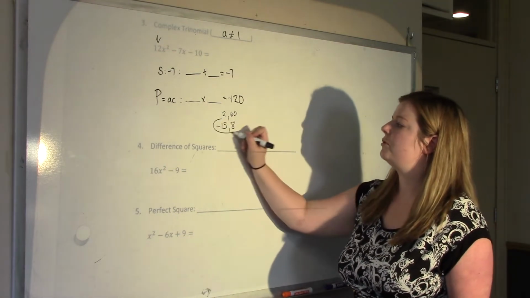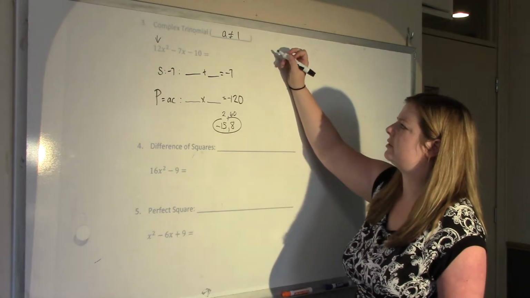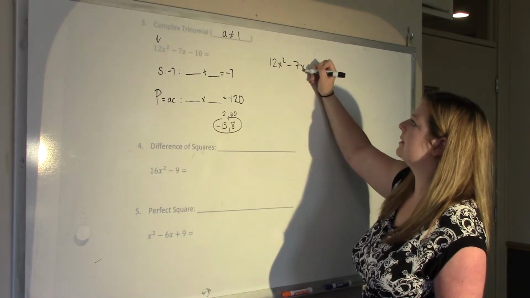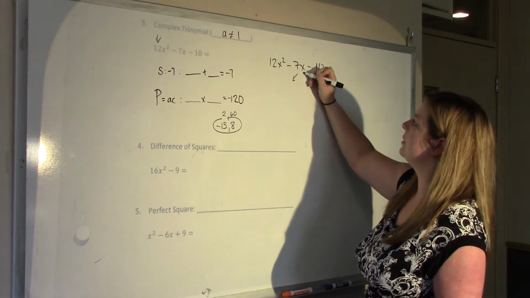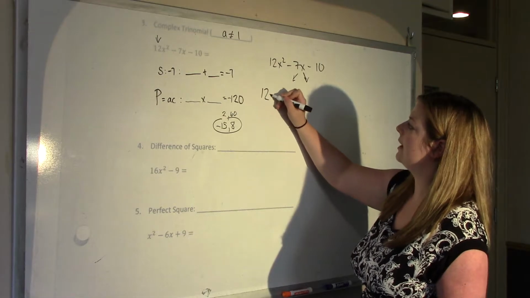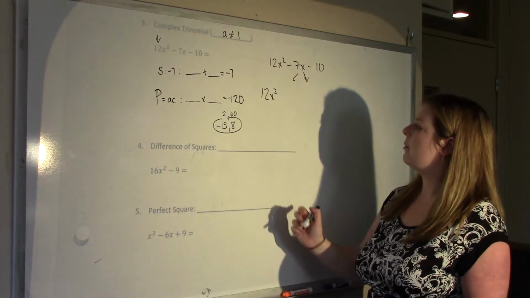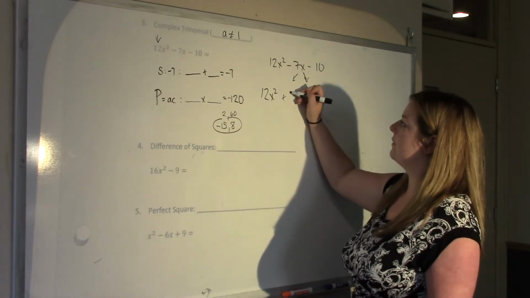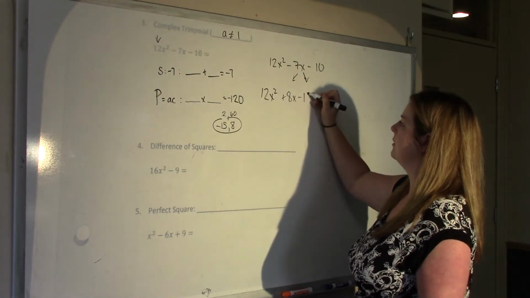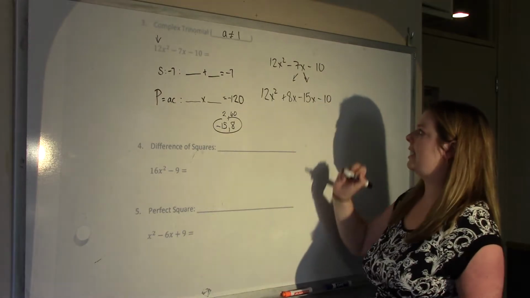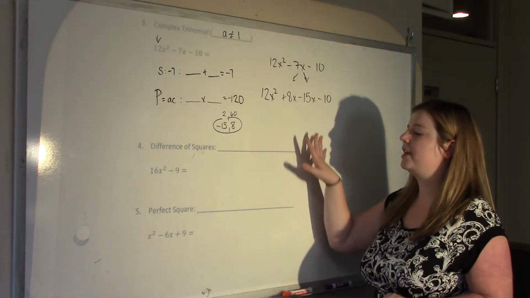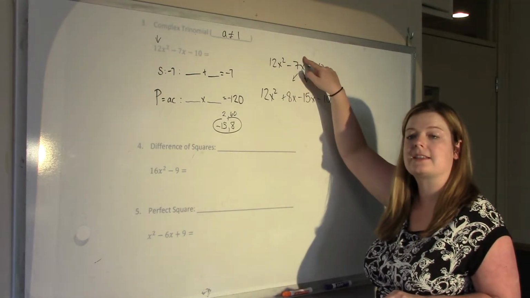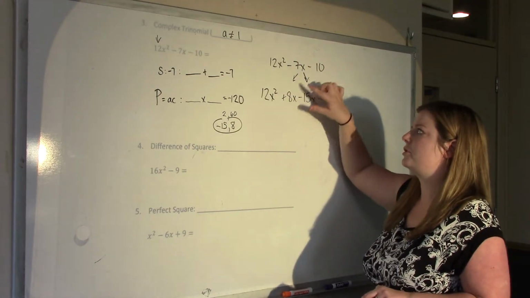So now that you have your two numbers, you want to decompose the middle term. So 12x squared minus 7x minus 10, you want to turn the middle term into one of them being 8x and one being minus 15x. Now I'm going to put 8x first, and I'll explain why in a minute. Okay, so you've decomposed the middle term. You haven't changed the value of this at all, because 8x minus 15x is still -7x. So it still equals the same thing, you've just put two terms here.